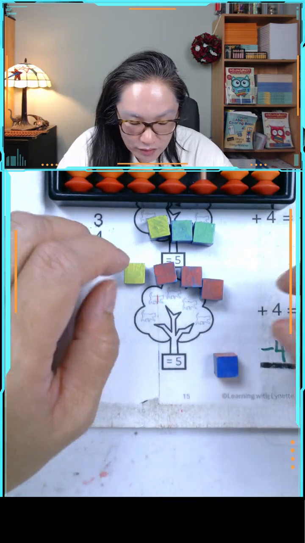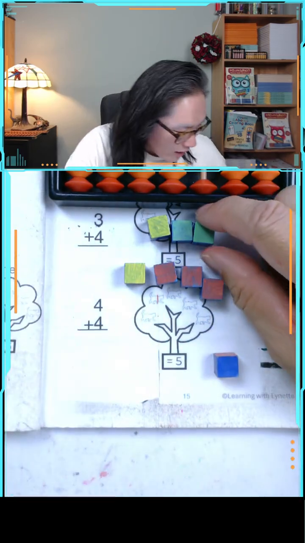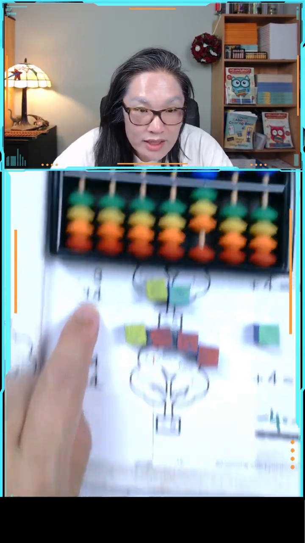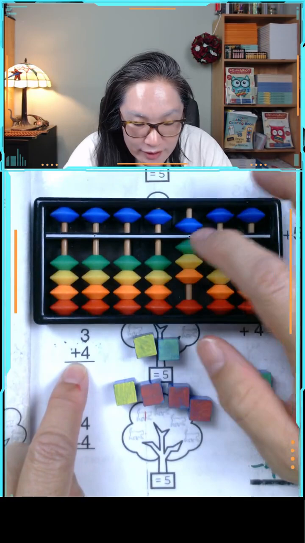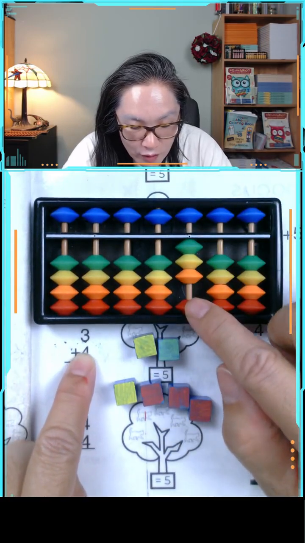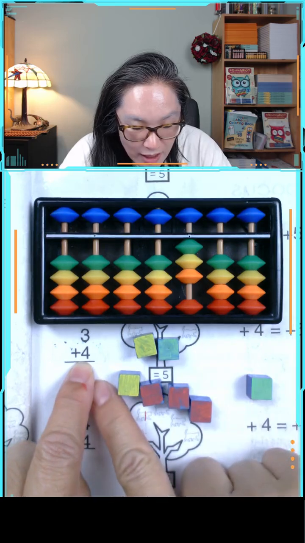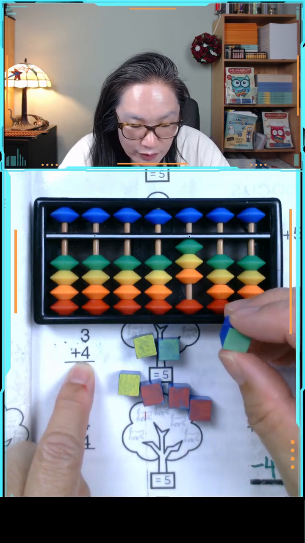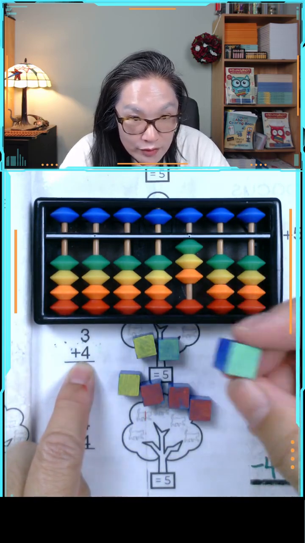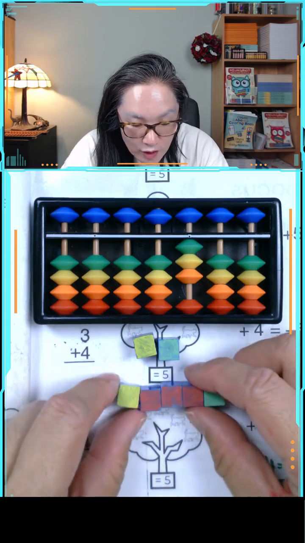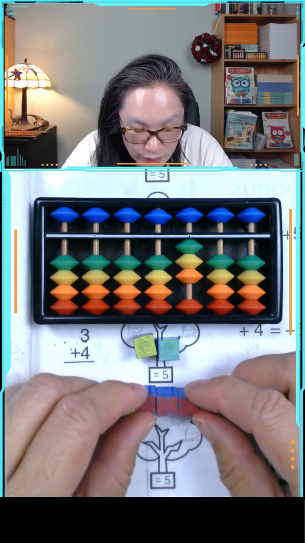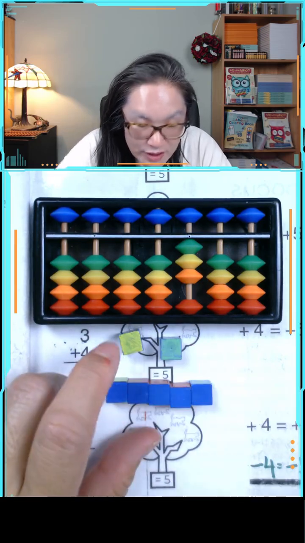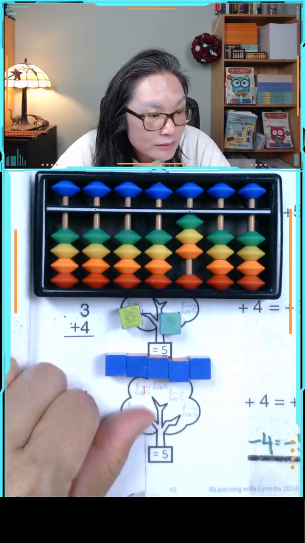So what did we do? We actually had to take away 1. Why? Because our 4 is right here. Because we have 3 on the abacus, I have no more room to add the 4. Guess what? To make a 5 out of the 4, we got to take away from the 3. Take 1 away from the 3 and you add it to the 4. Now I round it to make a 5. So my final answer is 5 plus 2 is equal to 7.